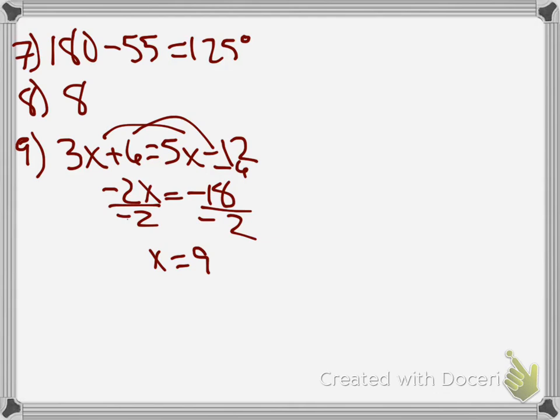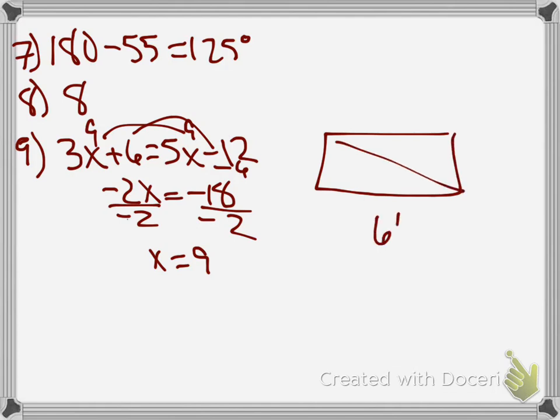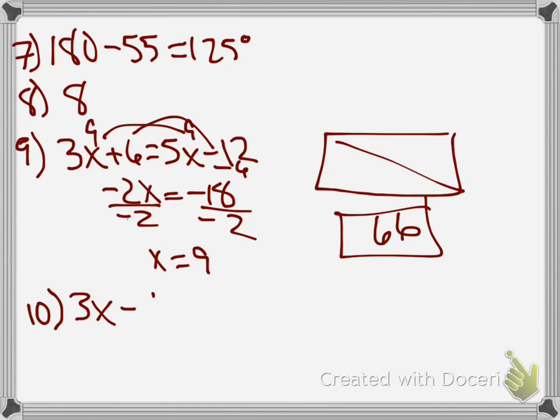You have to plug it back in, and you'll find that if you put a 9 here and a 9 here, both of them should be equal to 33. So then the whole thing, because you want the whole diagonal all the way across, is 66. That's your final answer. Okay, number 10, we can say 3x minus 4 is equal to 14.